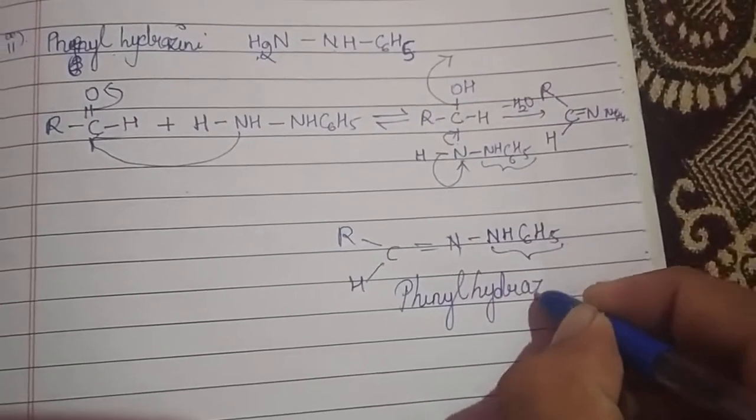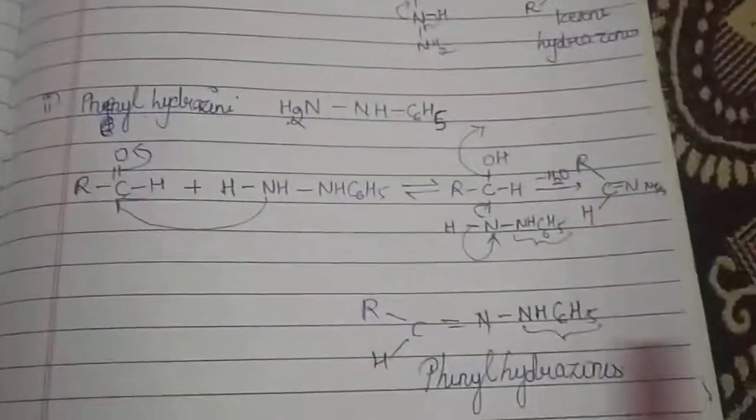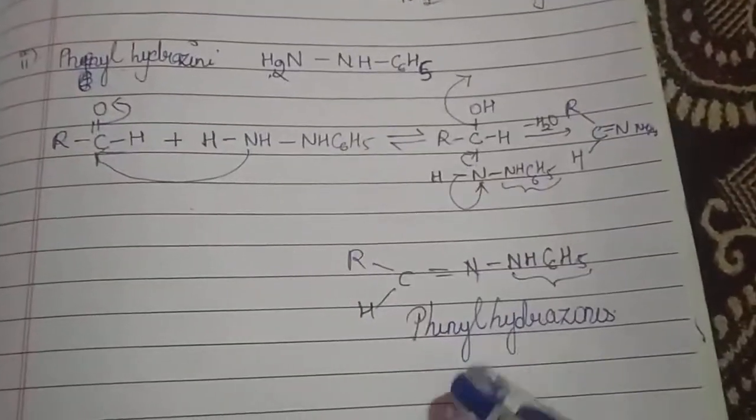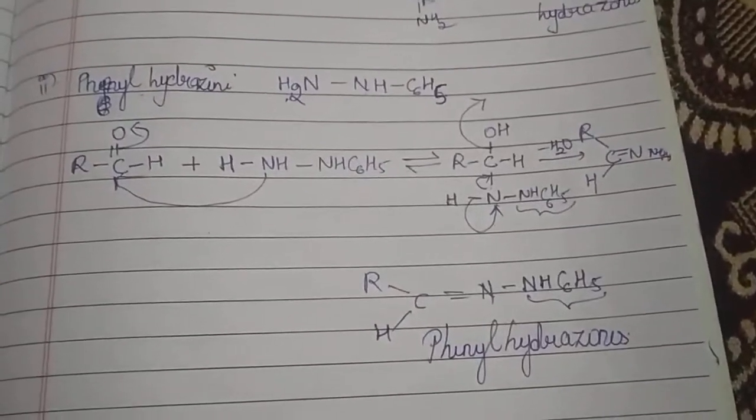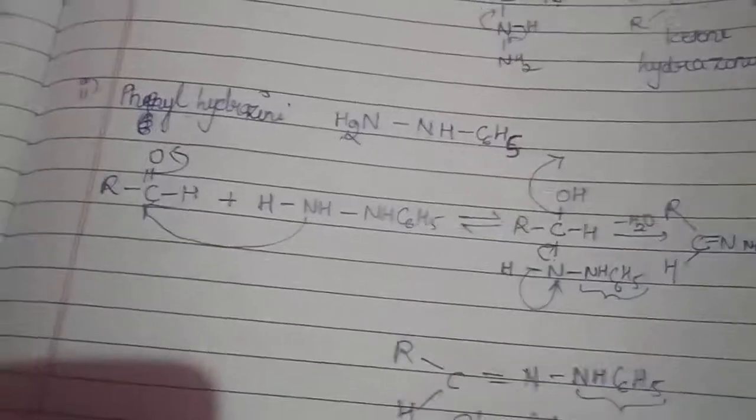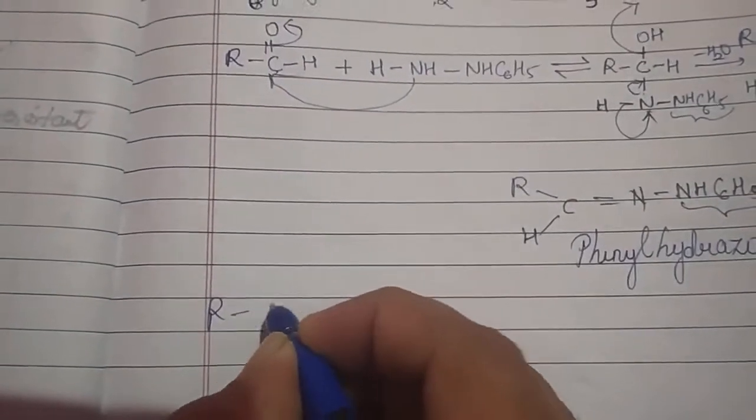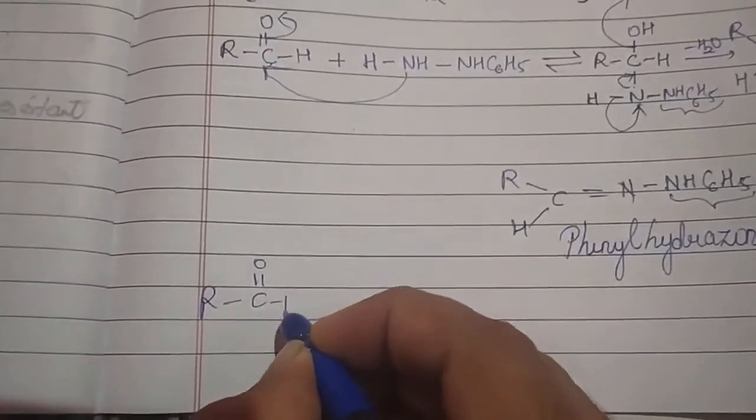Phenyl hydrazones. So in the same case, hydrazine gives hydrazone, and phenyl hydrazine gives phenyl hydrazone. That is the major difference you have to remember. Okay. Now coming to the other part, that is with respect to the ketones. You can write RC double bond O and R.